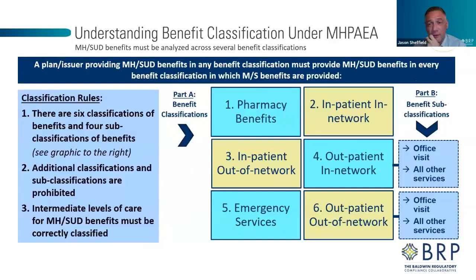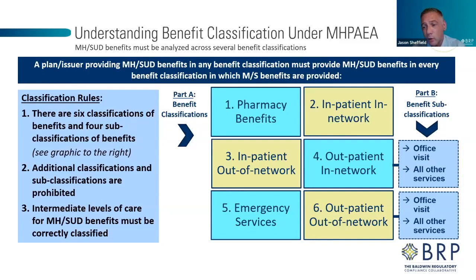All right, understanding benefit pay classifications. I've mentioned this already. So when you're doing your testing, when you're looking at whether your medical surgical benefits are offered in parity with the other mental health and substance use disorder benefits covered under your plan, you're going to do this analysis by creating these two lists: all the benefits and treatments and services on the mental health side and all of them on the medical surgical side. You're going to break that down into benefits available under six different classifications: pharmacy, inpatient in-network, inpatient out-of-network, outpatient in-network, emergency services, and outpatient out-of-network. So you look at all those treatments and services available and you classify them and drop them into one of these six buckets.